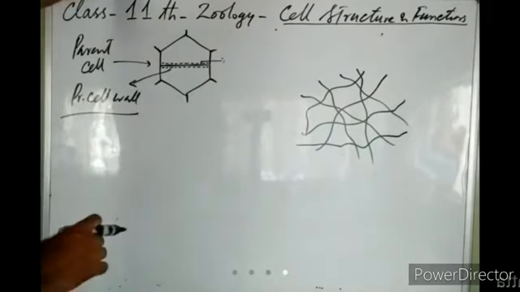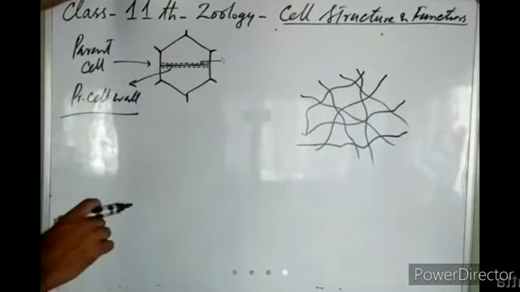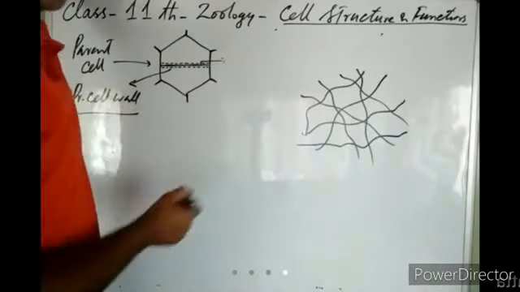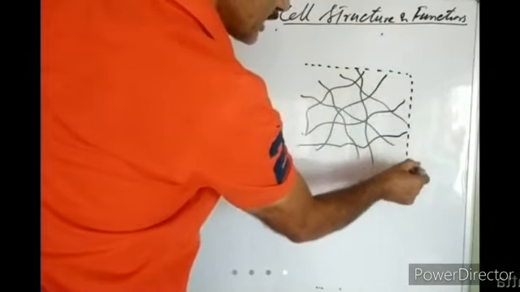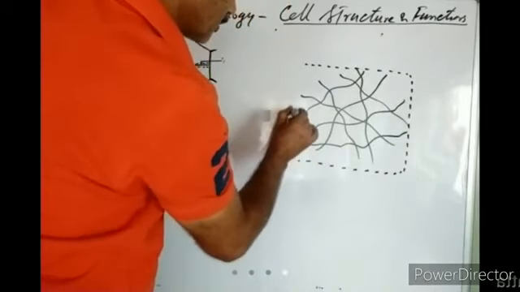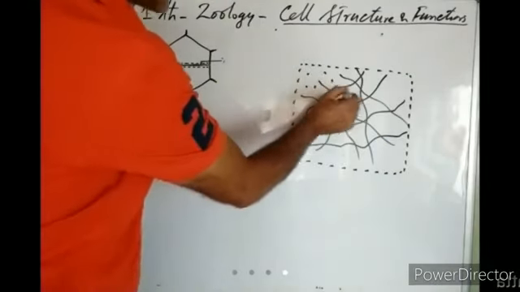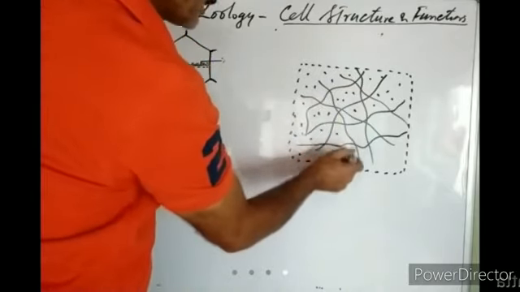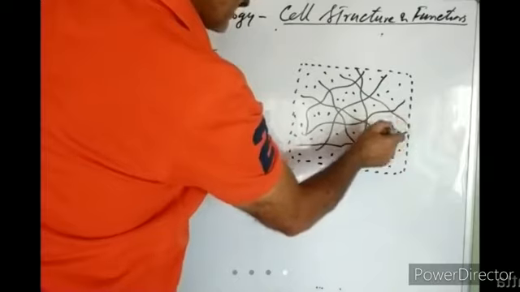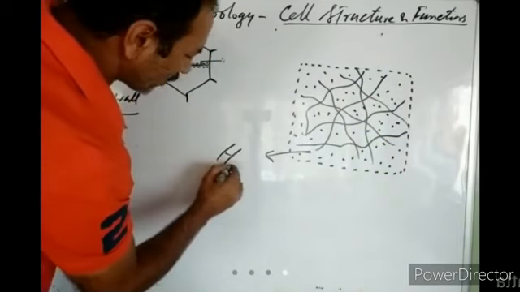Long beta glucose residues form long chains. Then many such long chains combine and form the cellulose microfibril. These cellulose microfibrils are laid in a gel-like matrix of hemicellulose. So on the surface of the middle lamella, the cell synthesizes hemicellulose, and in this gel-like material the cellulose microfibrils are laid.